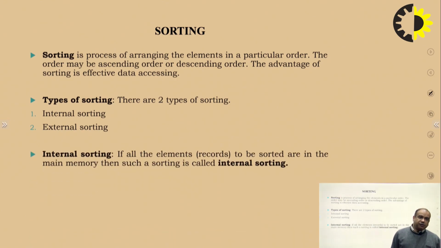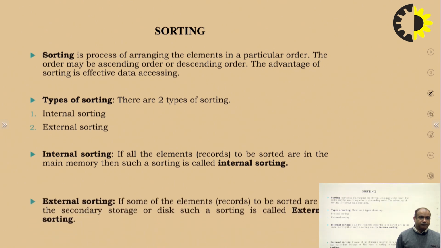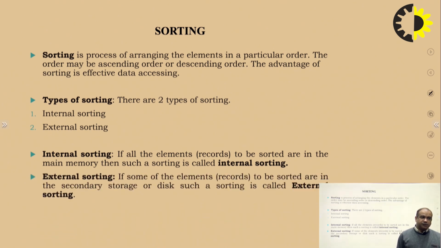When we talk about internal sorting, internal means if all the elements or records to be sorted are in the main memory, then such type of sorting is known as internal sorting. When we talk about external sorting, if some of the elements to be sorted are in the secondary storage or disk, such sorting is known as external sorting.